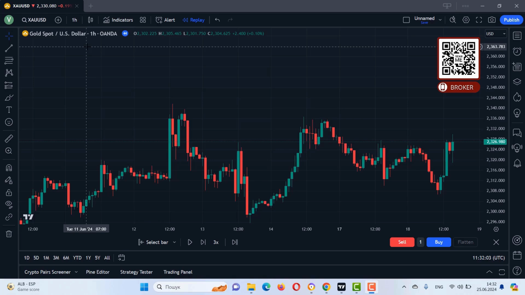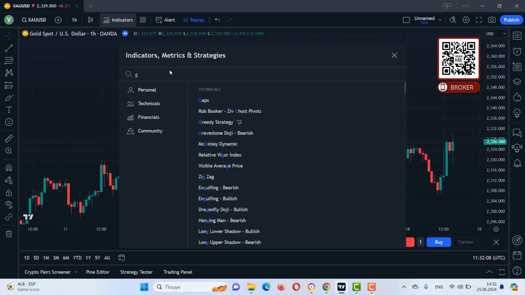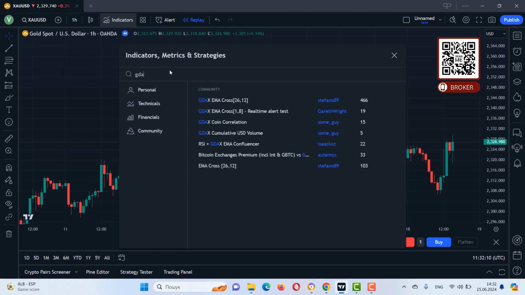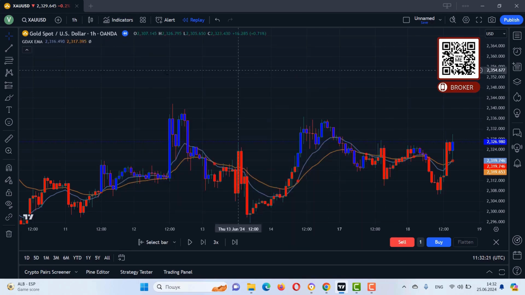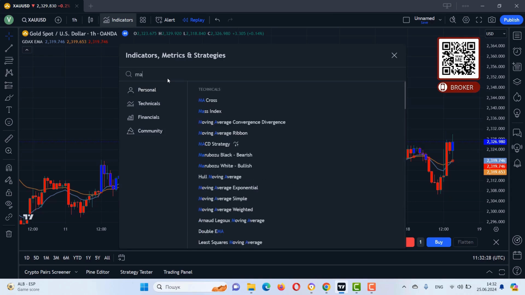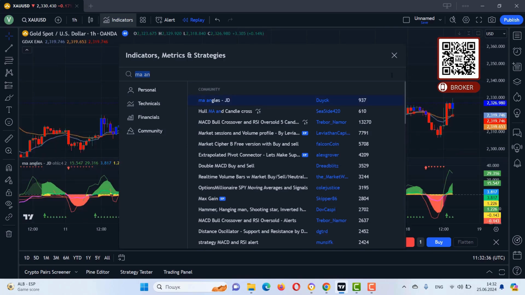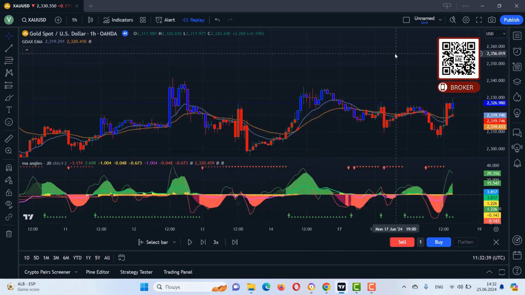Transition to testing. So, we have the first indicator. This is the indicator we require. Please add it. We also need a second indicator. Add it to the chart as well.